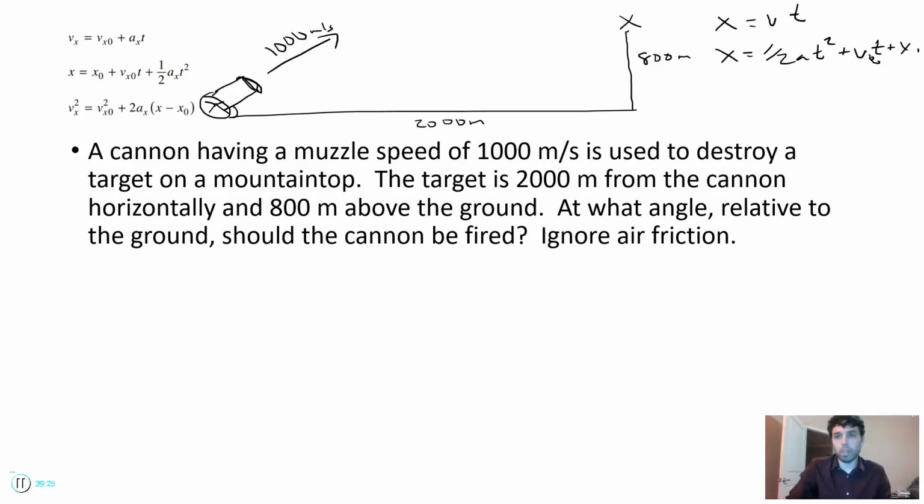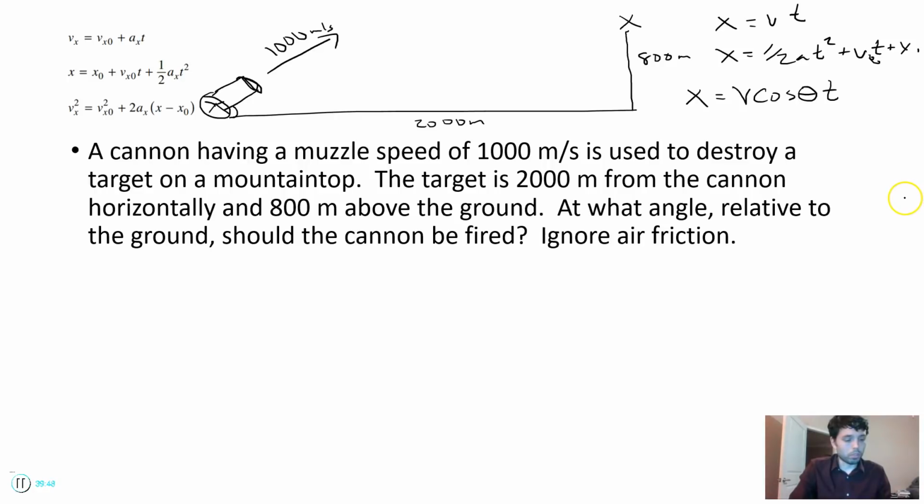So what we're going to do is say, okay, well, I don't know what the angle is, but I know the velocity here in the horizontal should be equal to, so I'm going to rewrite this first equation here, v times the cosine of whatever angle I'm using times t, right?